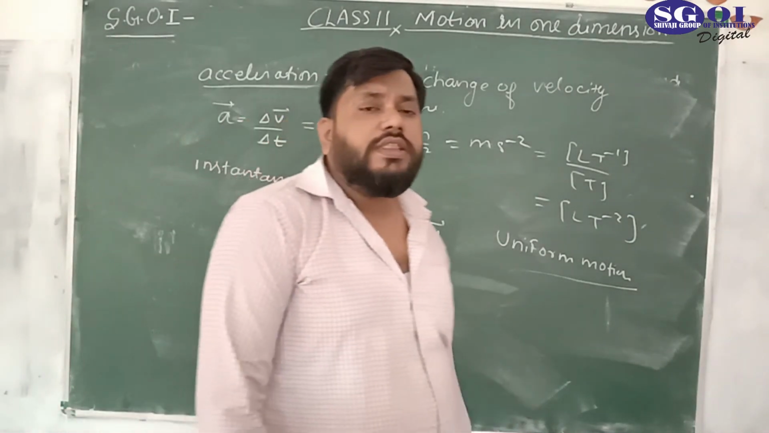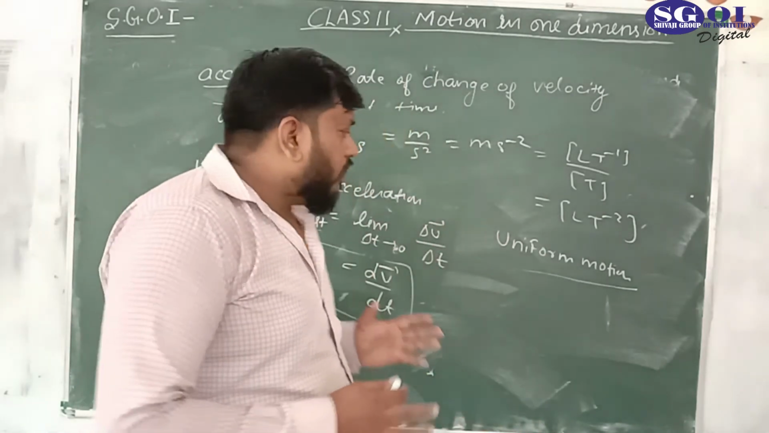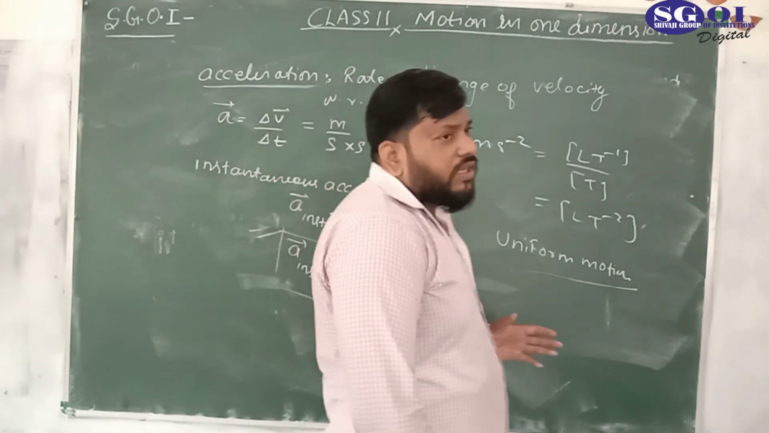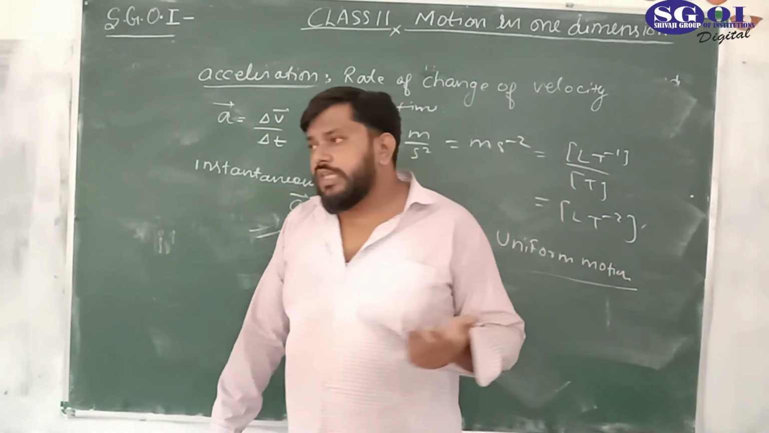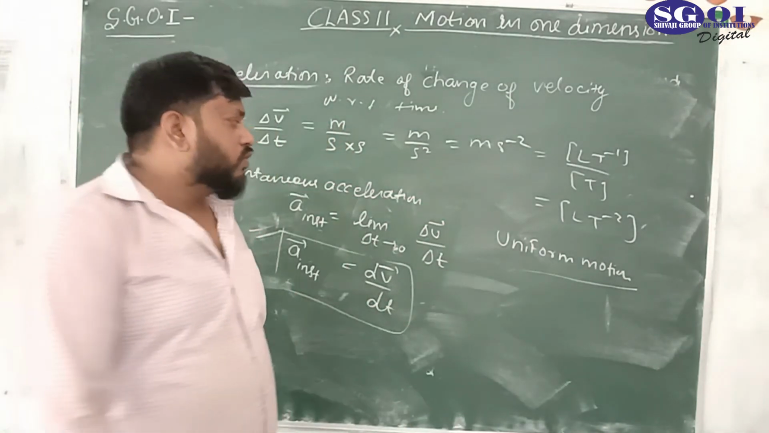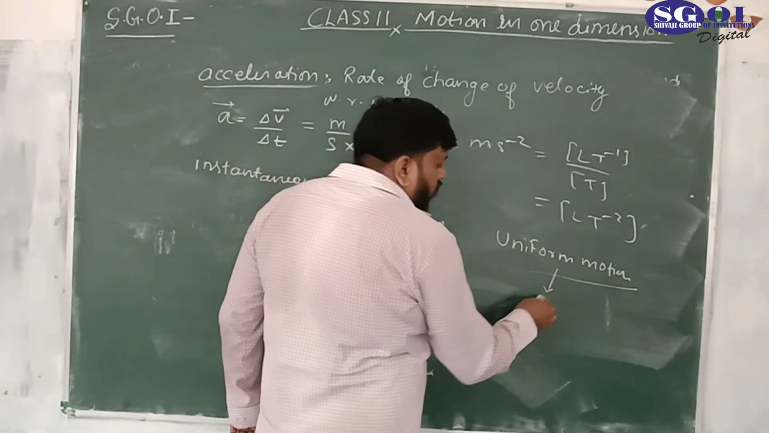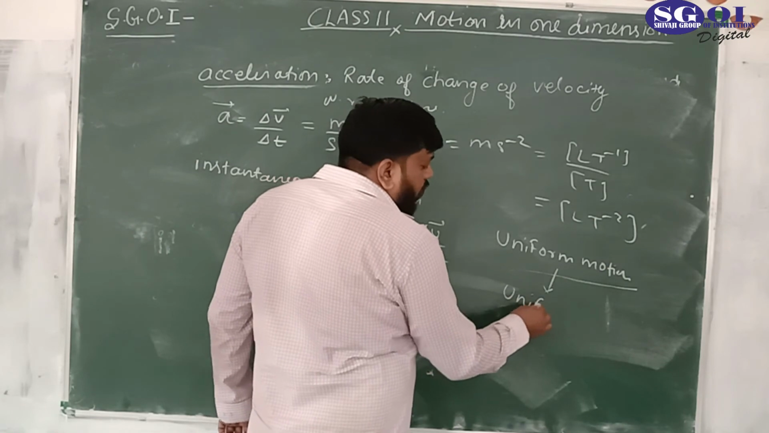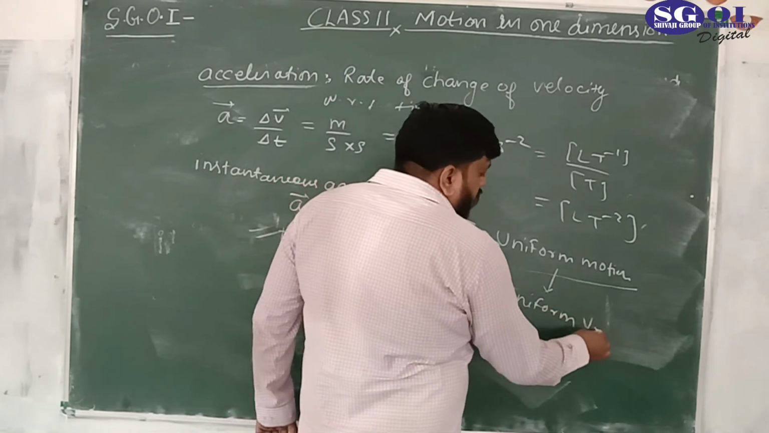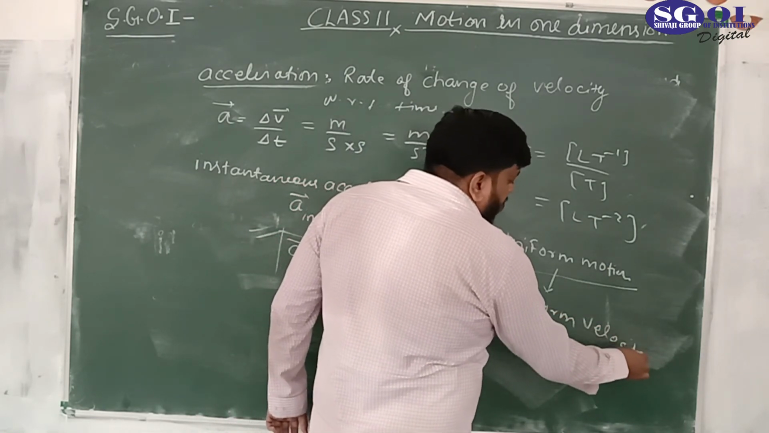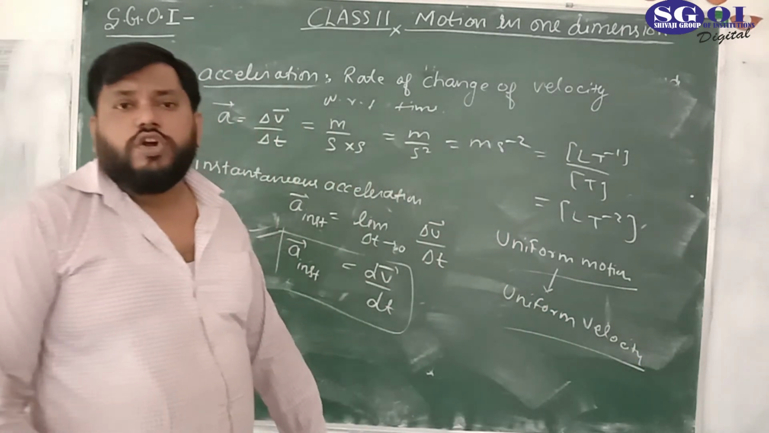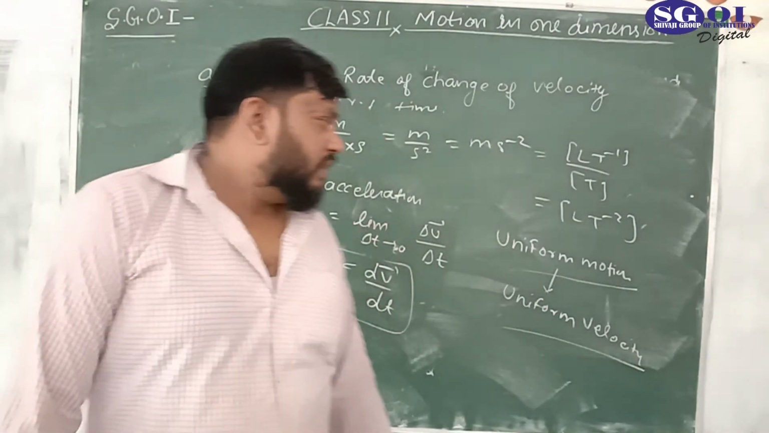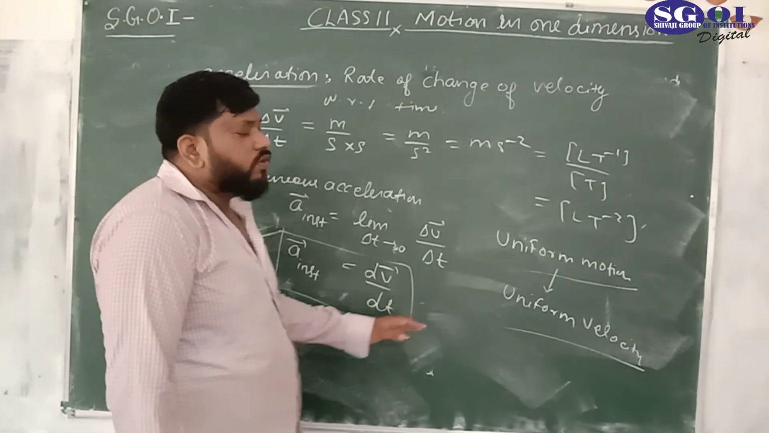Uniform motion is simply when the velocity of the object in a particular journey is constant, is uniform. Here what is uniform? Velocity is uniform. It means the velocity of the object is not changing with respect to time. Such type of motion is called uniform motion.